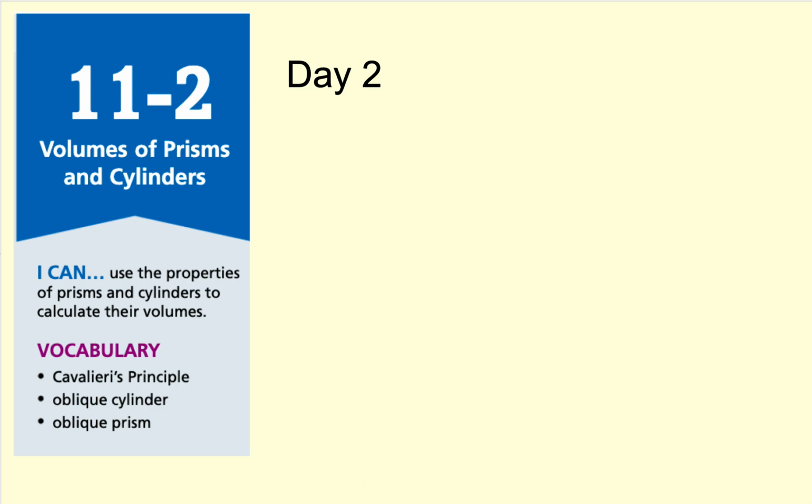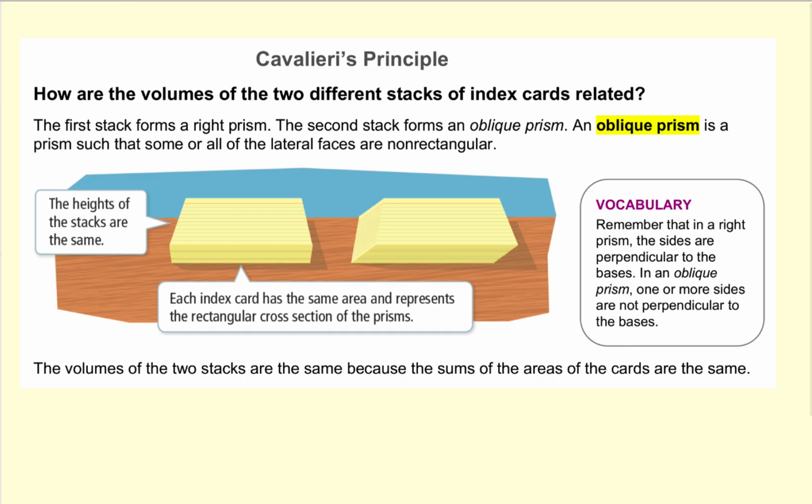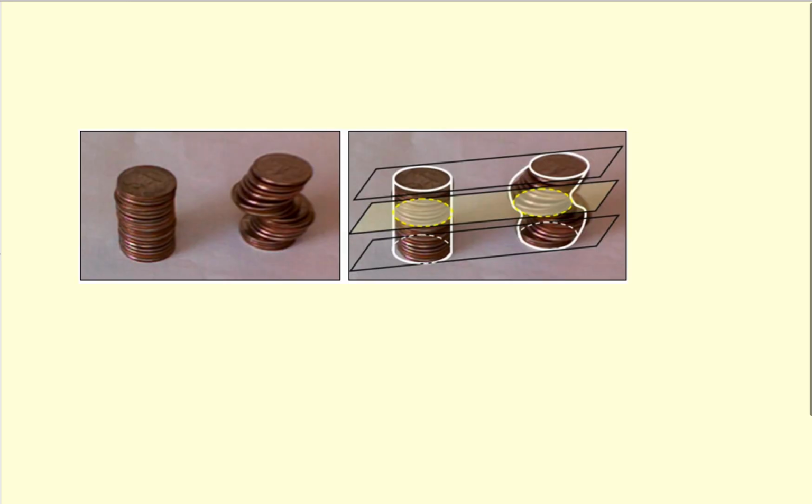I can use the properties of prisms and cylinders to calculate their volumes. Let's take a look at Cavalieri's principle. Remember, it says that the volumes of two stacks are the same because the sums of the areas of the cards are the same. If every cross-section is the same and the heights are the same, then your volume has to be the same. Let's take a look at these coins.